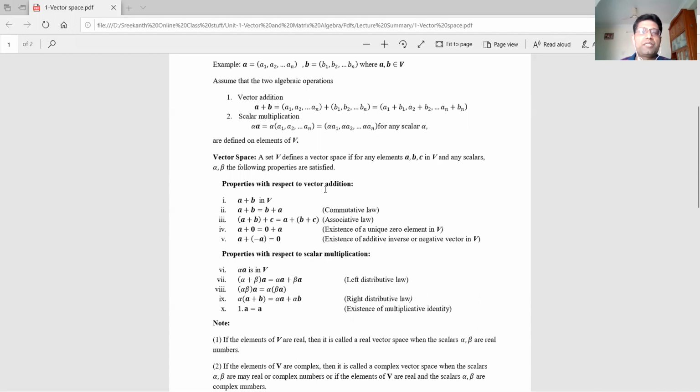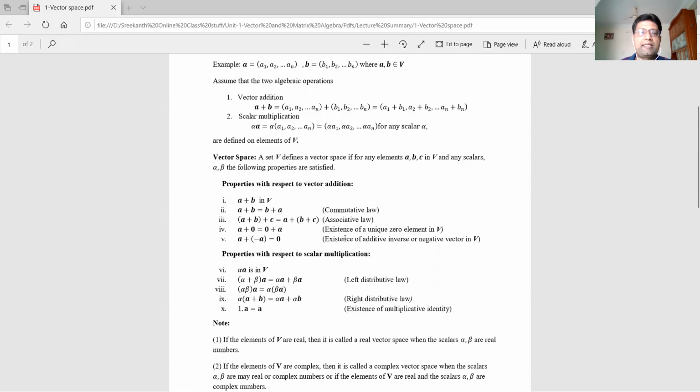We will see. First, with respect to addition, there are 5 axioms. The first one is A plus B. If you take any two vectors from the set V and combine them with the defined addition, then the resultant vector must once again be in V. Similarly, for any two vectors A and B, A plus B must equal B plus A, which is known as the commutative law. Third, A plus B plus C equals A plus of B plus C, which is the associative law.